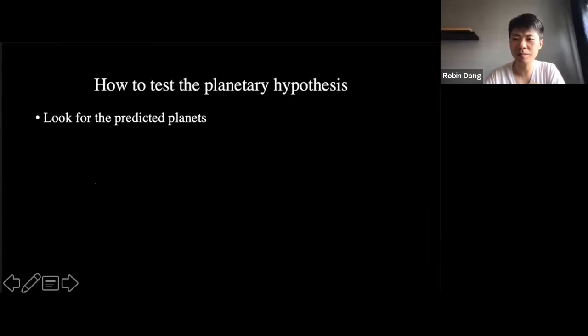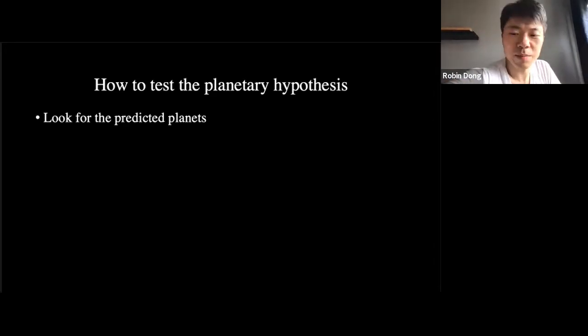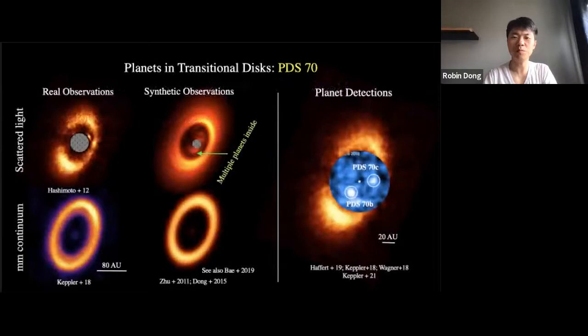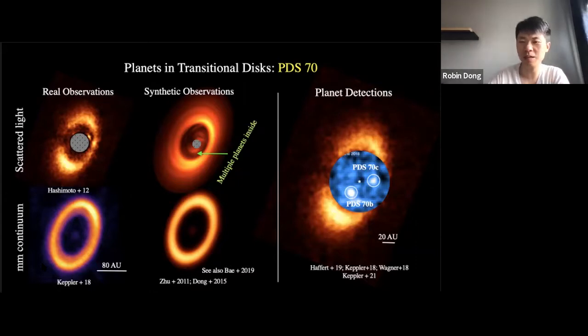At the beginning, I mentioned that finding planets in forming disks is very difficult. That said, a huge amount of resources have been invested to look for them, and there have been some success stories. The best example to date is the PDS-70 system, as you probably know. So here we're looking at the PDS-70 system. The two panels on the left show scattered light and millimeter continuum images of the PDS-70 disk, in which you see a big cavity, 60 AU in radius.